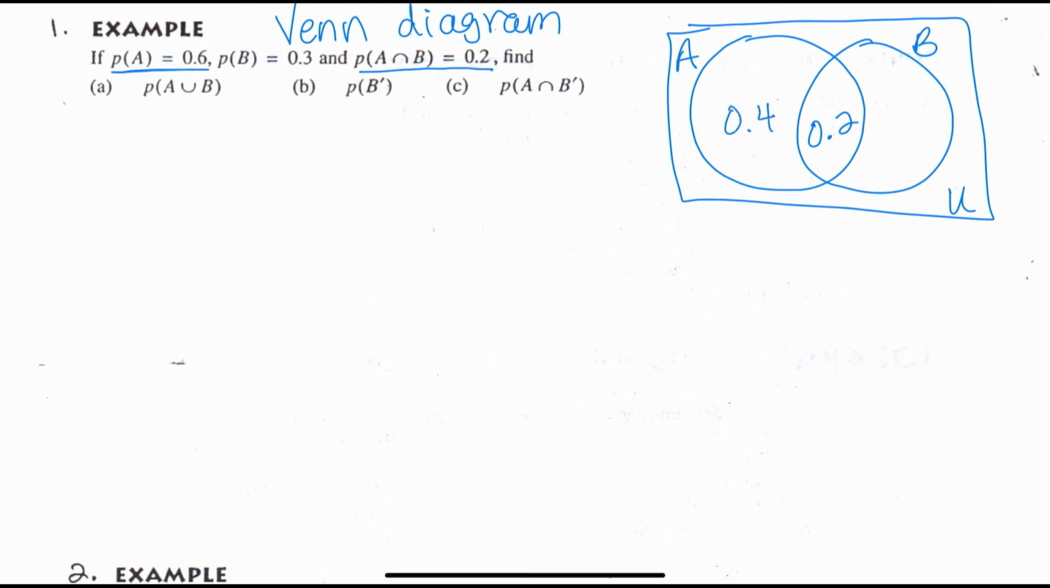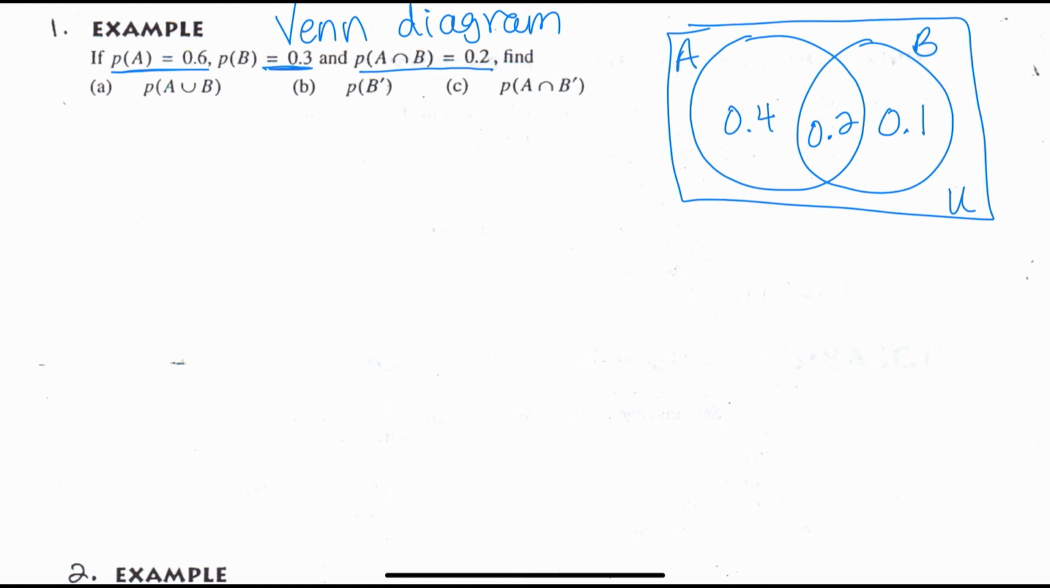So this is 0.4. And the reason is that if I look at all of A, the entire circle, then the entire circle is 0.6. Okay. If I go to the probability of B, the probability of B is 0.3. Because I already have 0.2 in the intersection, I'm short 0.1. And again, if I were to look at the entire circle B, it's going to add up to 0.3.